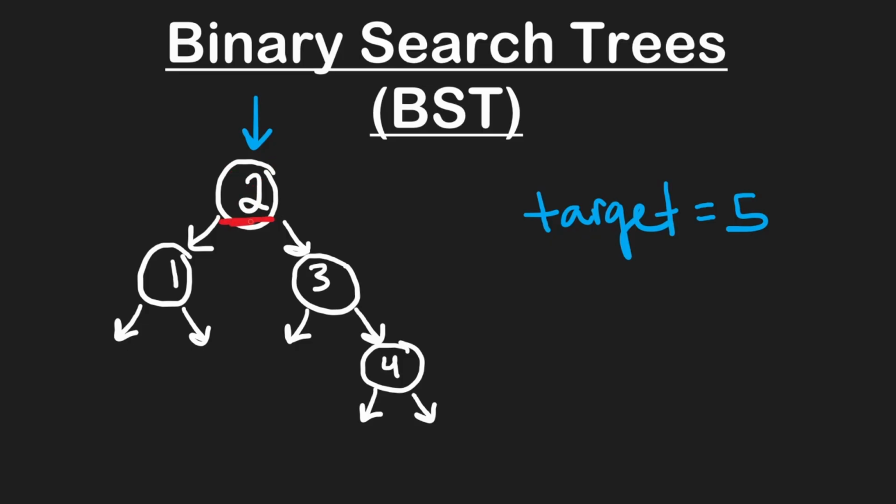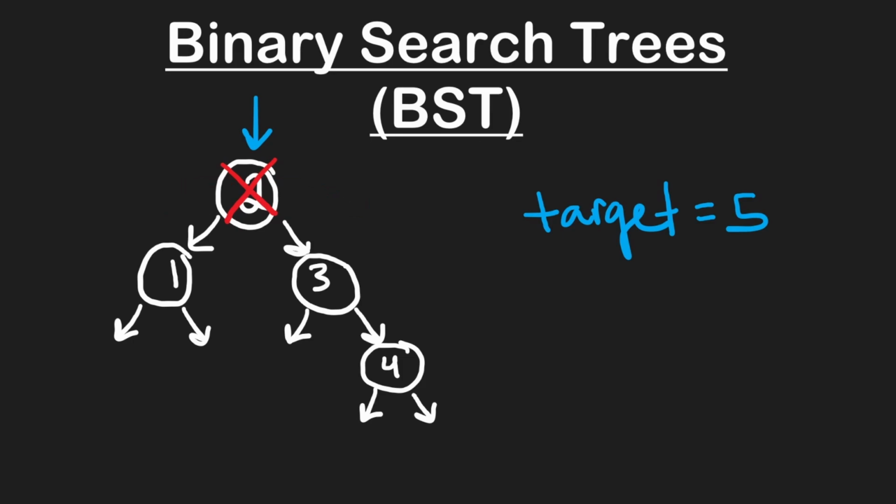But is our target greater than 2 or is it less than 2? Well, it's 5, so it's greater than 2. So this wasn't the target, but now tell me, which direction are we going to look? Are we going to go left or are we going to go right?